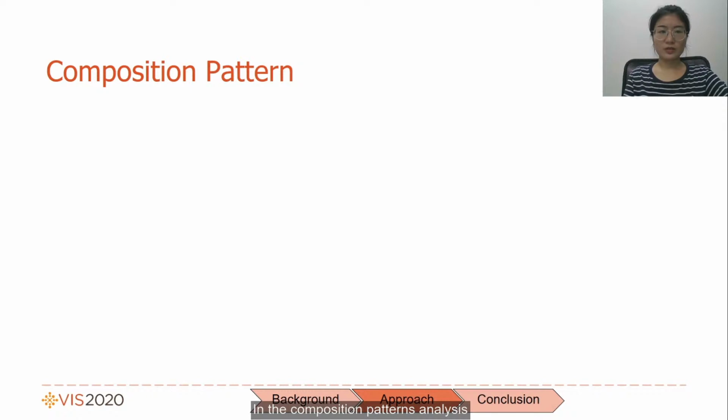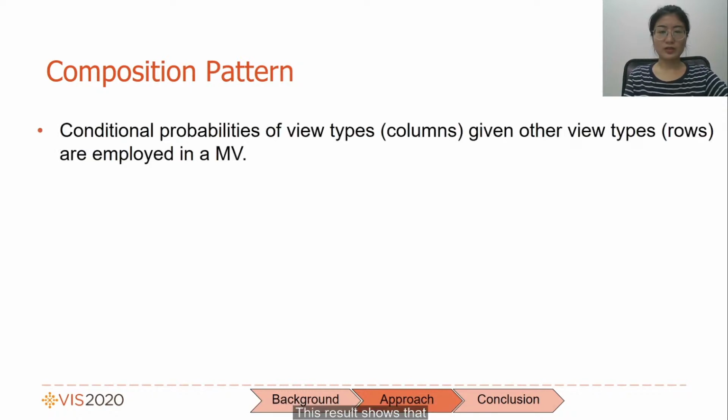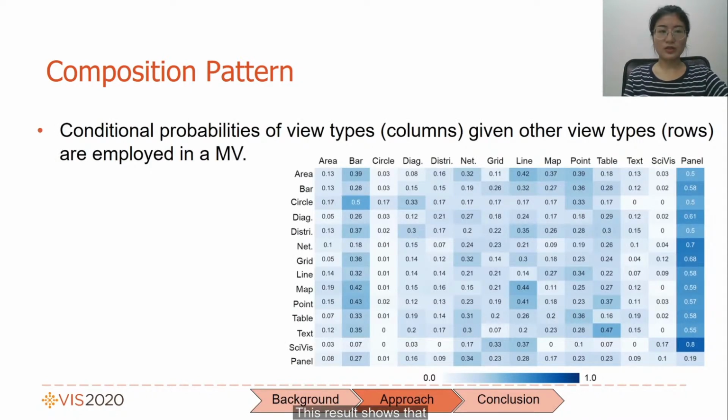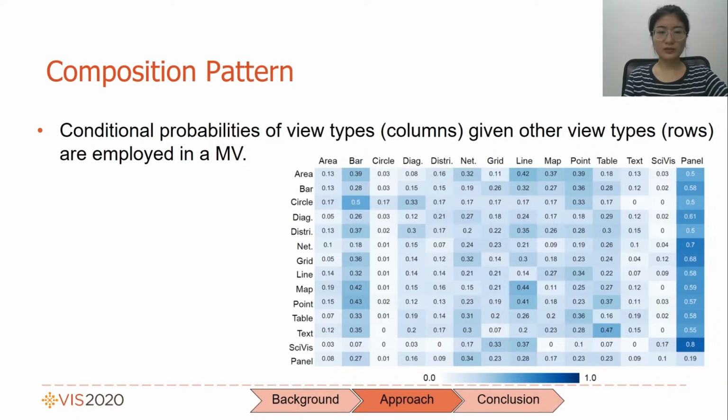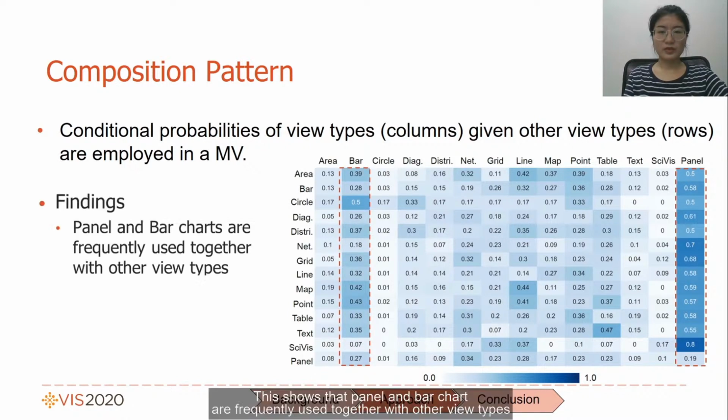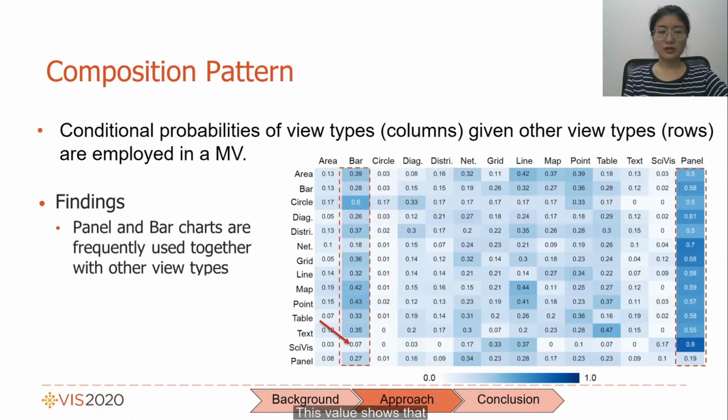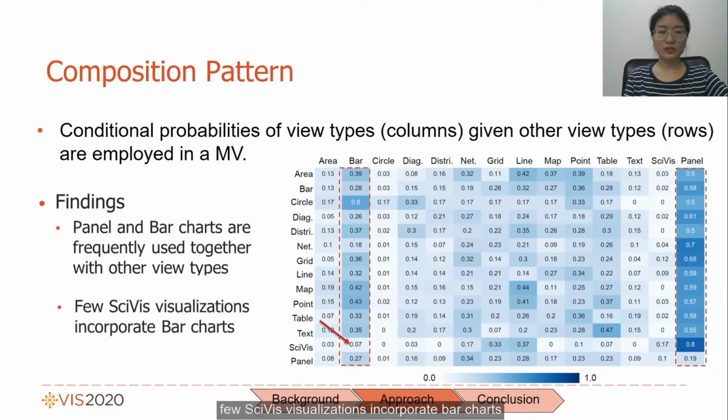In the composition patterns analysis, this result shows the conditional probabilities of view types in columns, given other view types in rows, that are employed in the MV. This shows that panel and bar chart are frequently used together with other view types. This value shows that sign-based visualization incorporates bar charts.